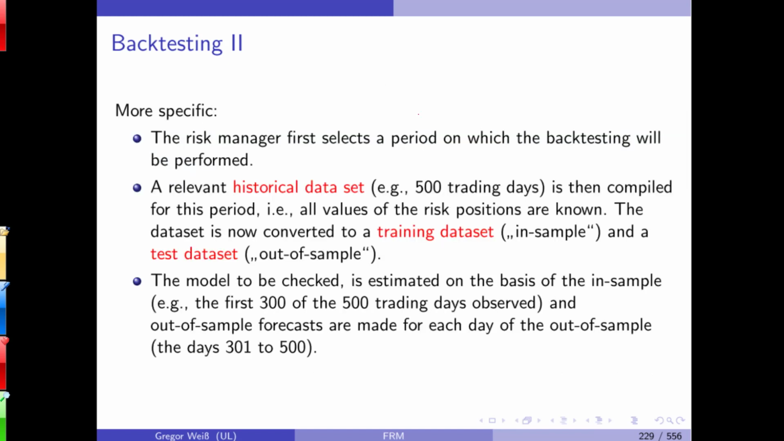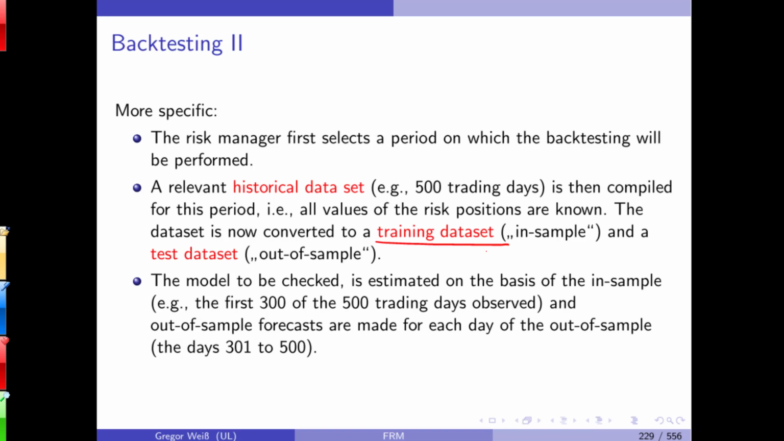So what do you need? First of all, you need to select a period, a data sample on which the backtesting will be performed. You will use historical data, obviously. In many cases, in market risk management, where you have daily data, you will use, say, 500 trading days to estimate your model. And then the data sample will be converted or split up into a training data set. That's the in-sample, and a test data set on which you will test your model forecasts.